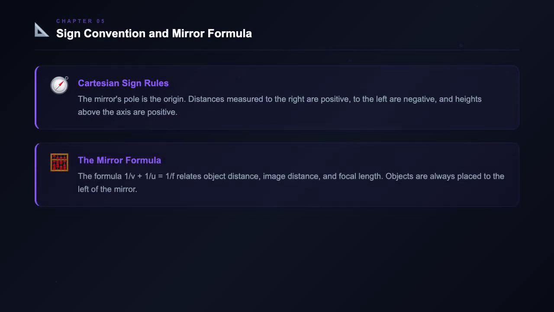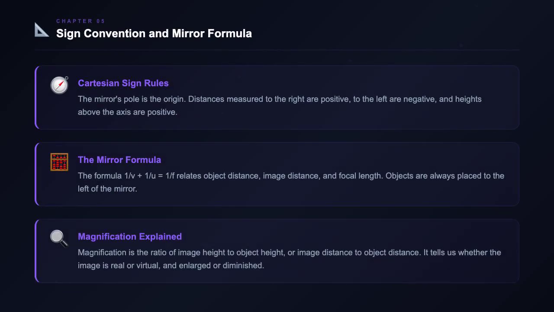Physicists use the new Cartesian sign convention with spherical mirrors. The mirror's pole is the origin point. Distances to the right are positive, and those to the left are negative. Heights above the principal axis are positive, and those below are negative. Objects are placed to the left of the mirror.